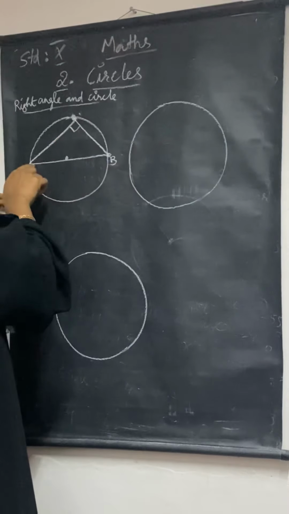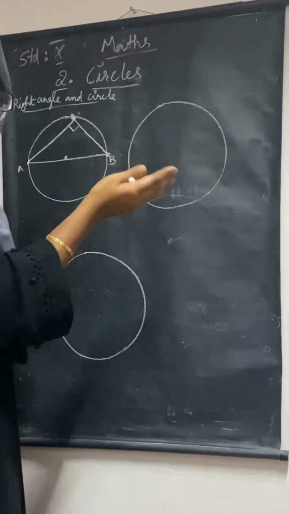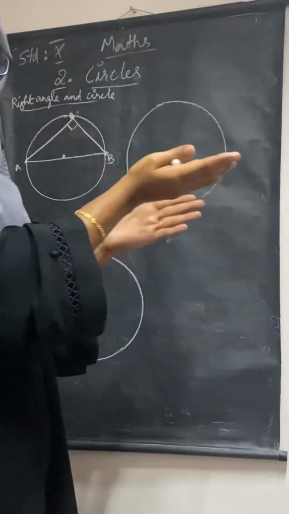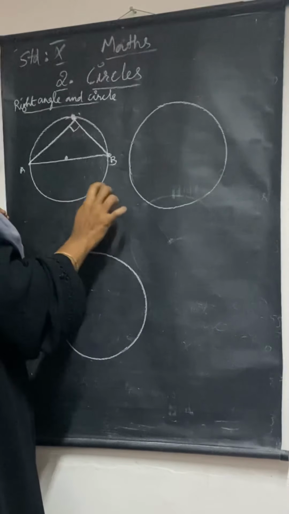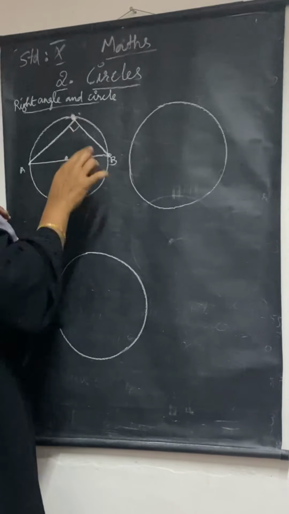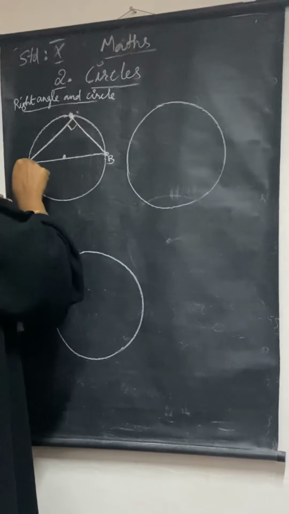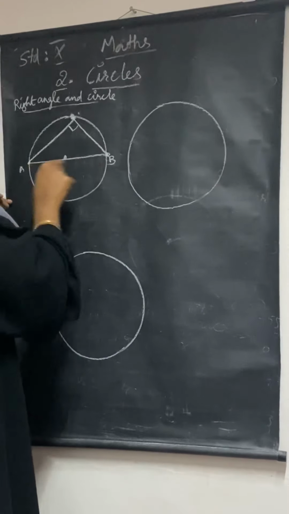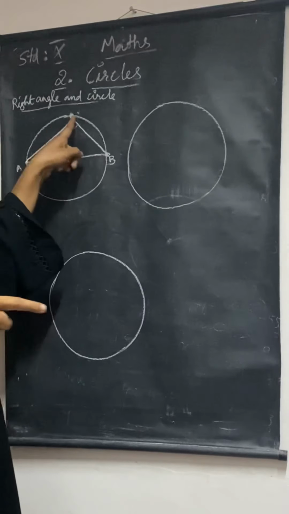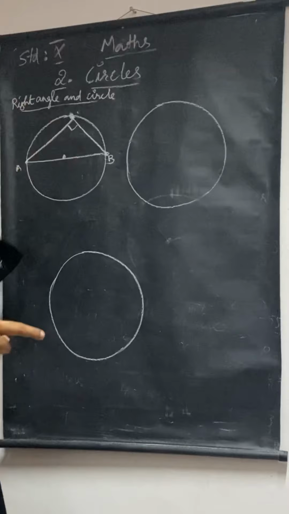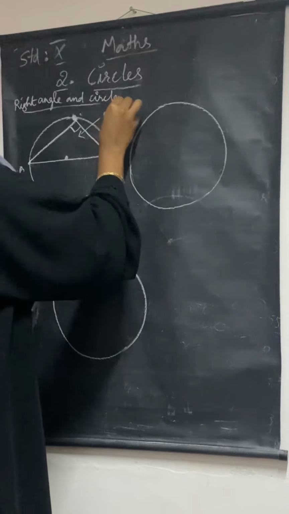Not only that, the opposite side should be the diameter. That means that line should pass through the center like this. Okay, not here at all. If you draw the line here and draw the triangle, that will not be 90 degrees. But you have to keep in mind, whenever you draw the diameter and join the triangle like this on the circle, that will form a right angle. So this is 90 degrees, this one.